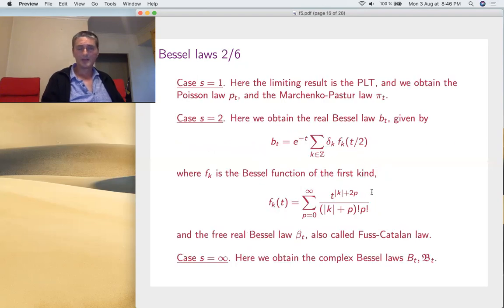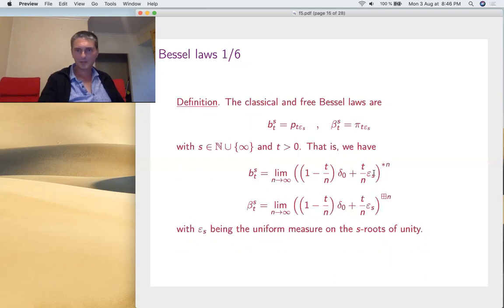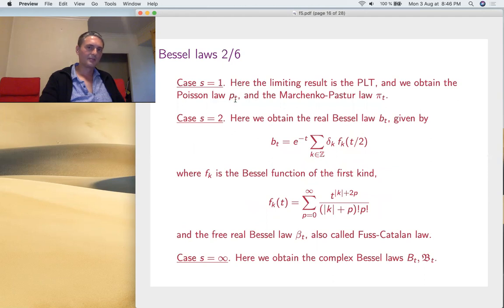Now, what are the main examples? At S is 1, let's go back here. So what happens when S is 1? Well, the uniform measure on the first, that's just 1. So you put in delta 1 here. If you put delta 1, of course, here it gets Poisson of t, here Poisson of t. Okay, so at S is 1, the limiting result is just the PLT. You get PT and pi t.